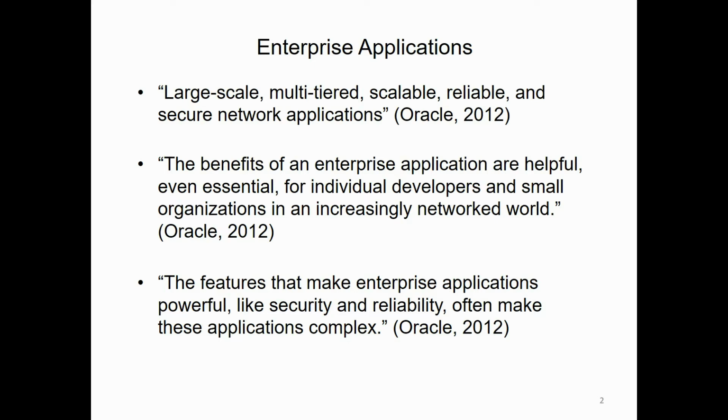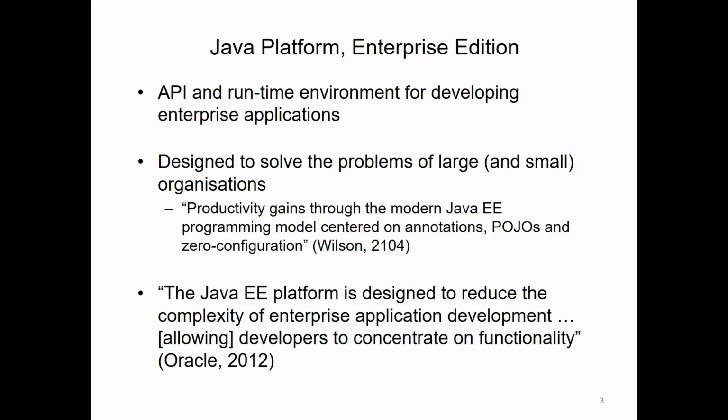Now, the features that make enterprise applications powerful, things like security and reliability, also mean that these applications are complex. And we've got two ways of dealing with this complexity. One way is to build our own underlying software that implements all of this complexity. Another way would be to make use of a framework that has been built to deal with all of these complex things. And all we've got to do then is to write our own functionality and drop it into the software that implements the framework. And that's what the Java Enterprise Edition does for us.